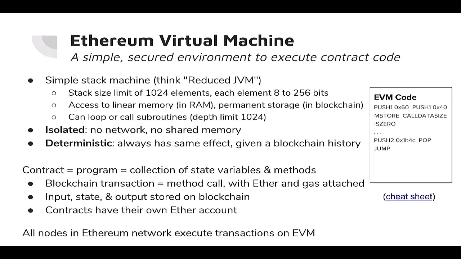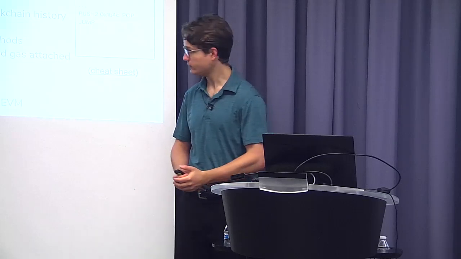But it's very limited for a reason, and that's because this code is going to be executed by everybody, and we want to make sure that there's no way to break out or there's no security problems here. We also want to make sure that every execution is deterministic. It produces the same output given the history of the blockchain and the inputs that go into a call to a method of a smart contract program.